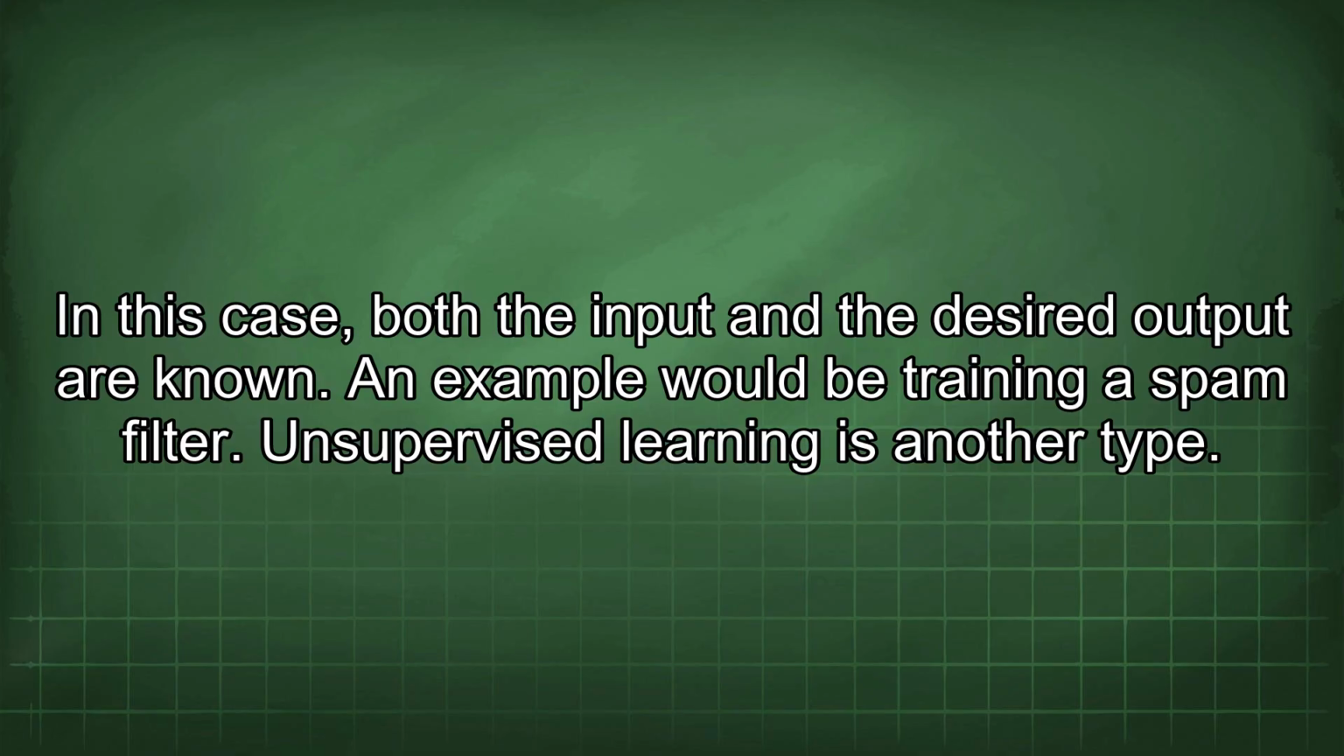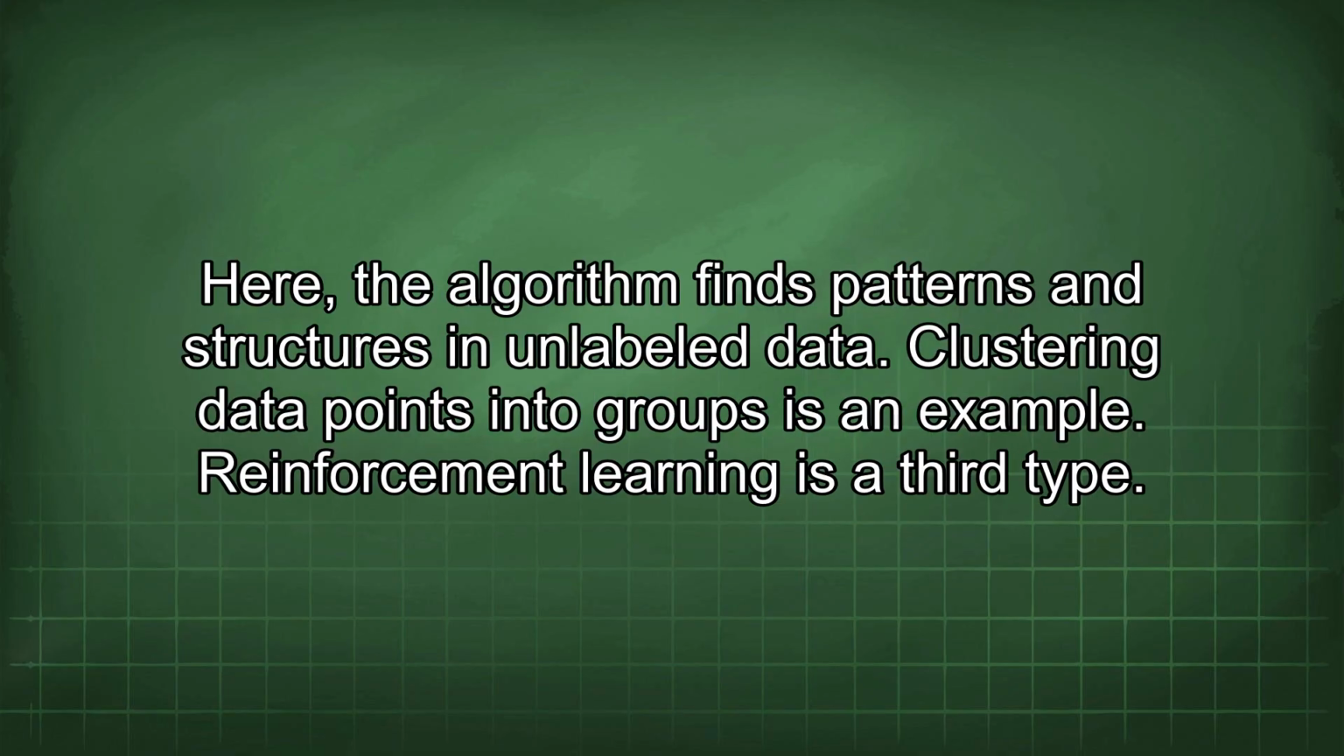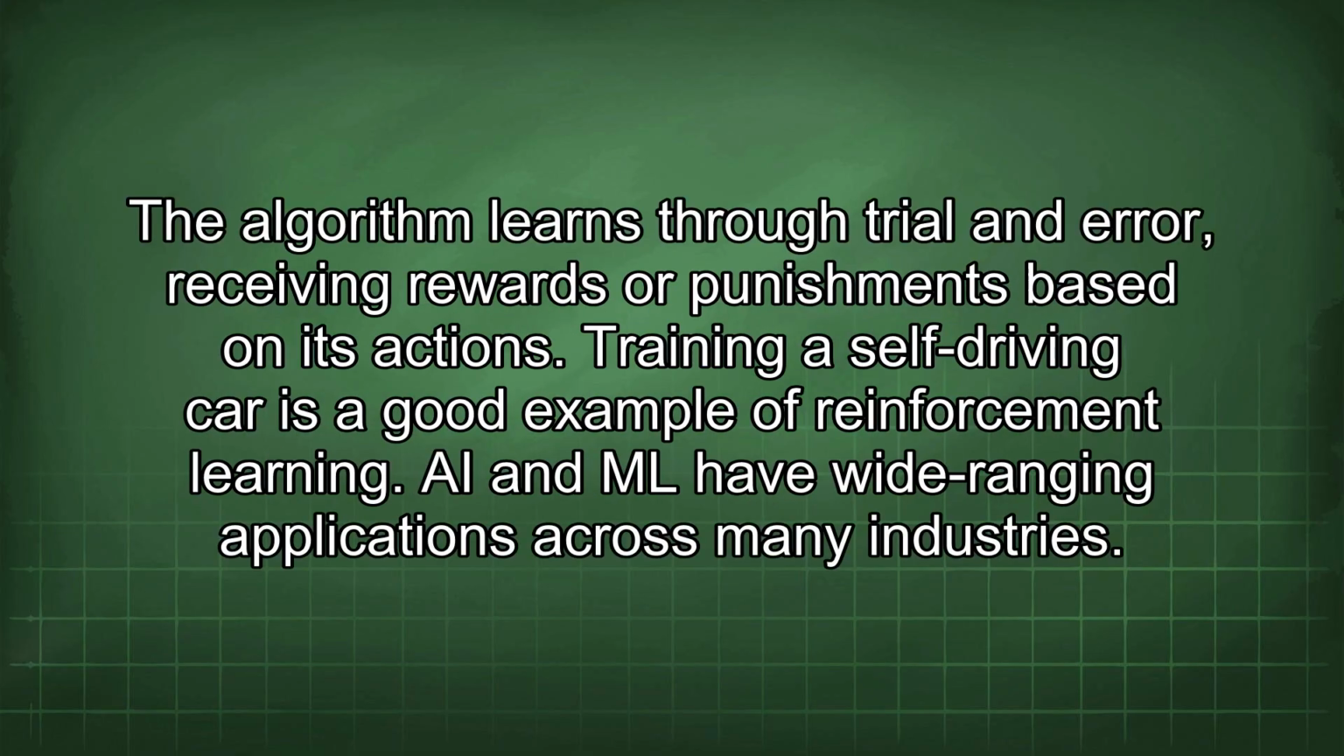Unsupervised learning is another type. Here, the algorithm finds patterns and structures in unlabeled data. Clustering data points into groups is an example. Reinforcement learning is a third type. The algorithm learns through trial and error, receiving rewards or punishments based on its actions. Training a self-driving car is a good example of reinforcement learning.